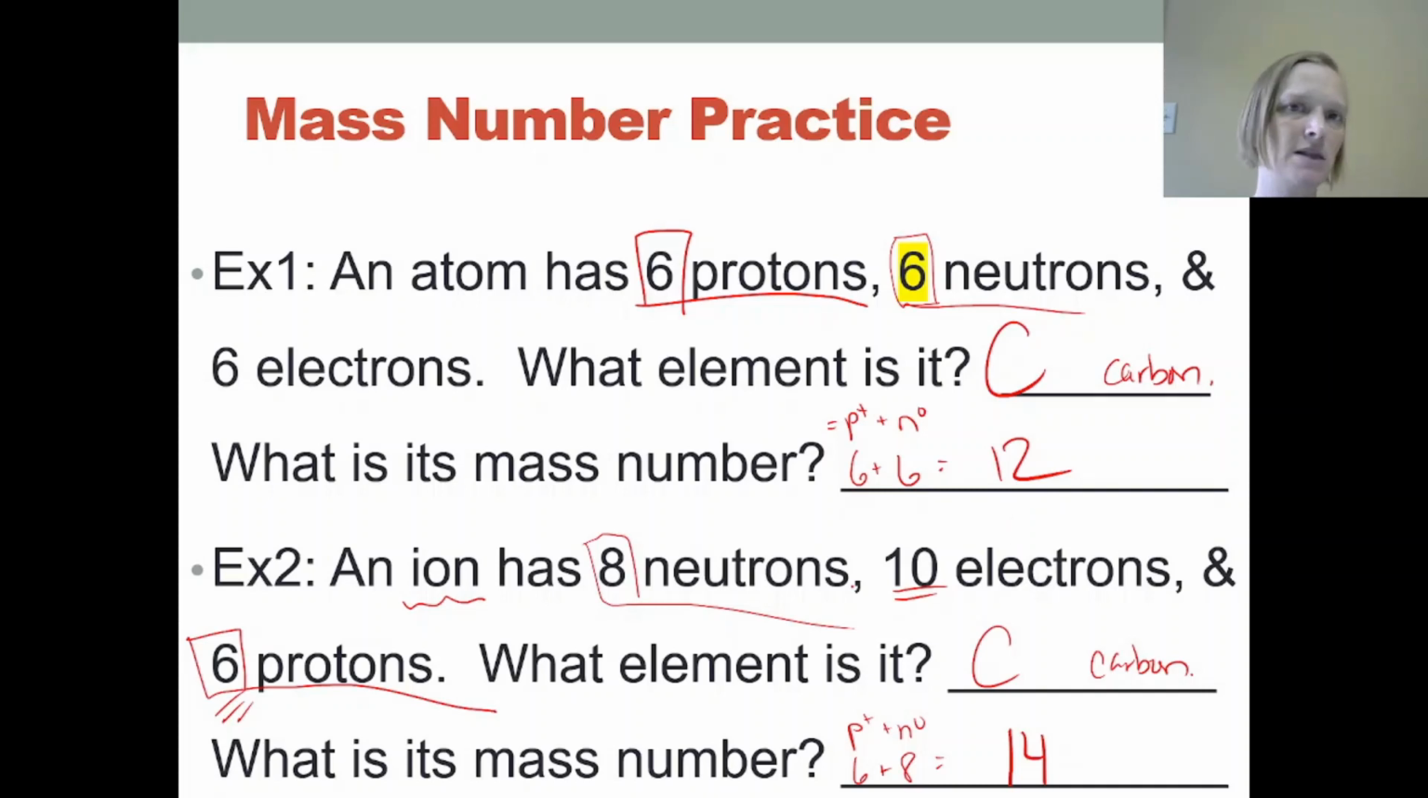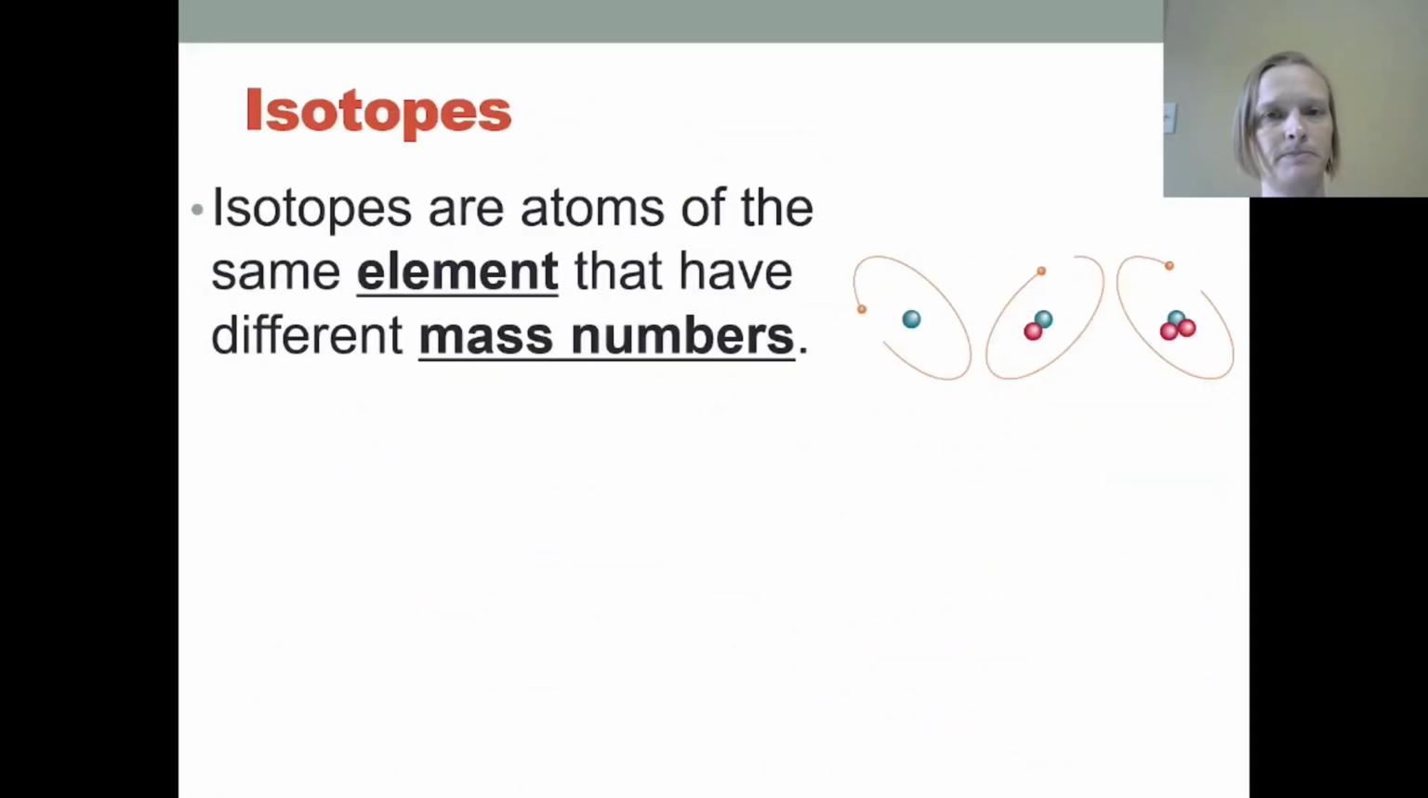So remember, mass number you get by doing protons plus neutrons. You don't look it up on the periodic table. We've got 2 different versions of carbon. We need to have a way to communicate to each other what version of carbon we're talking about. What's the isotope that I'm talking about? So we're going to learn different notation for communicating about different isotopes.